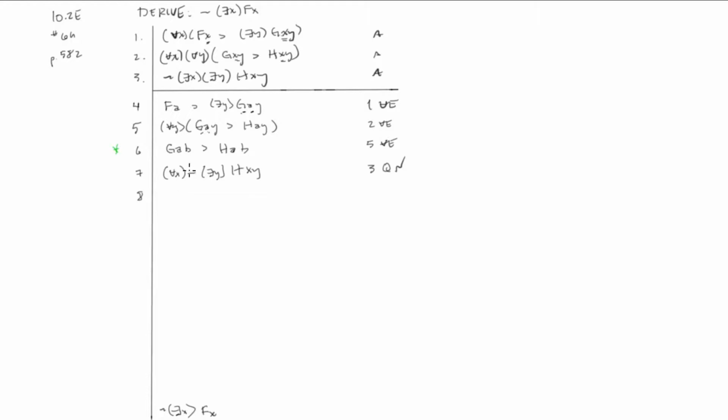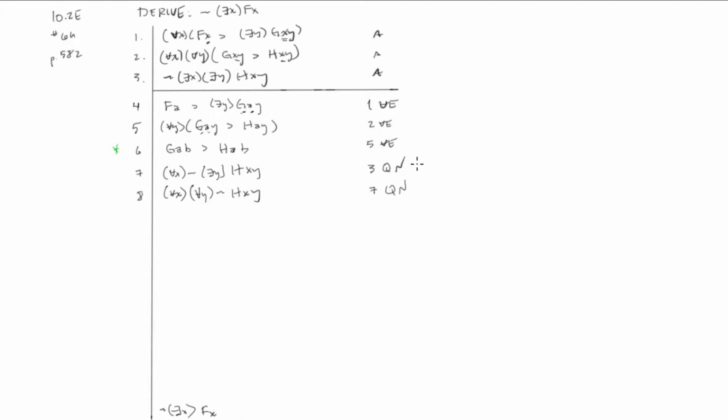And now we're just going to do the same thing again for all x. Okay, now we're going to take the quantifier and drag it across, take the negation sign, drag it across the quantifier, and change the existential to universal. So we've got a universal y tilde Hxy. That's line 7, quantifier negation.